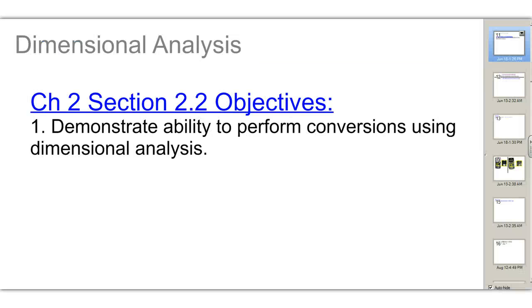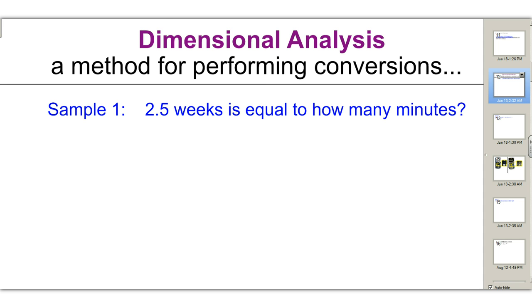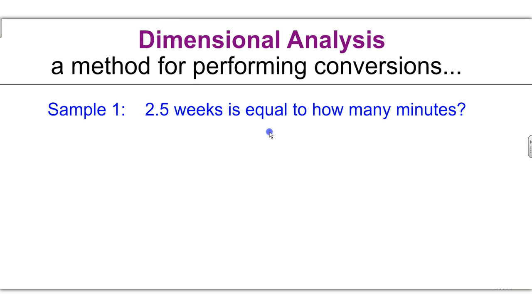Chapter 2, Section 2.2, we're going to perform conversions using a process known as dimensional analysis. So this video is specifically to explain how to do the process of dimensional analysis. So we're going to use our first example. We are given 2.5 weeks and asked to find the number of minutes.